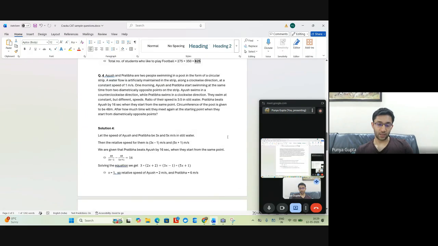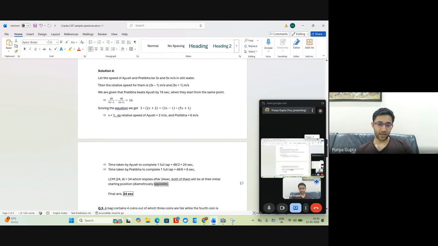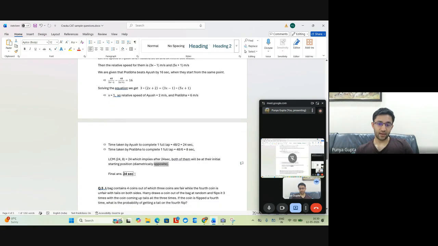In this question, it can also be asked that after how much time will they swap their initial positions? That Ayush's initial position is occupied by Pratibha and Pratibha's initial position is occupied by Ayush. And that is also very easy to find because that would just be after 12 seconds. After 12 seconds, Ayush will cover half of the circumference and reach Pratibha's position. And likewise, Pratibha will reach Ayush's position in half the time. So in that case, the answer would have been 12 seconds.